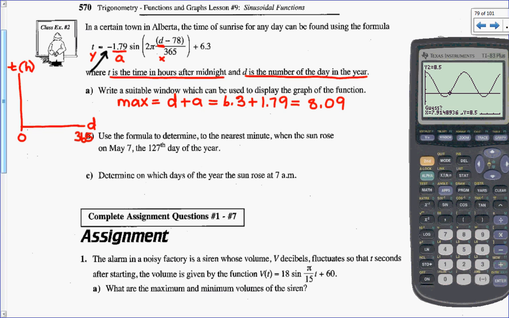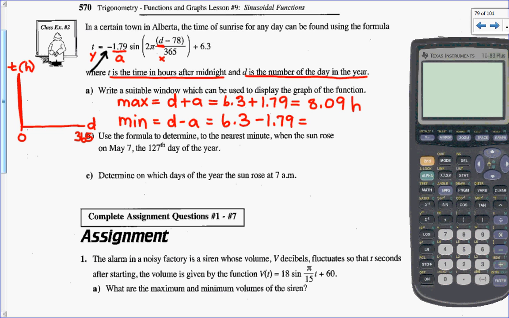And we need to figure out what our unit would be. If this is the maximum point and we're measuring on the vertical axis, time in hours, this is 8.09 hours then. Your minimum point would be D minus A, which is 6.3 minus 1.79, and that's going to give you 4.51.